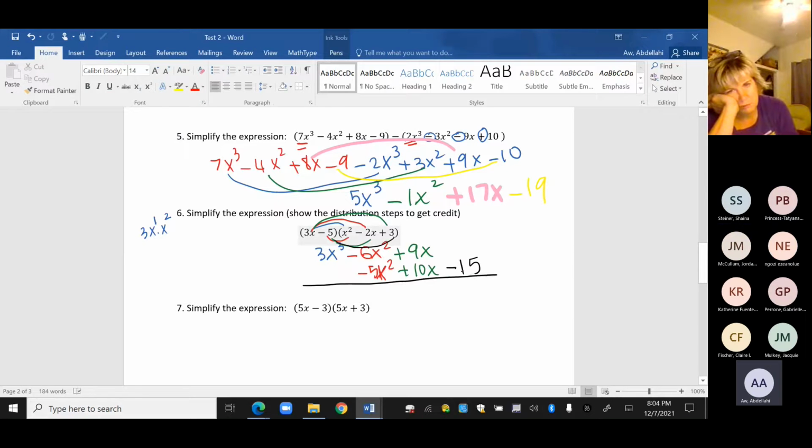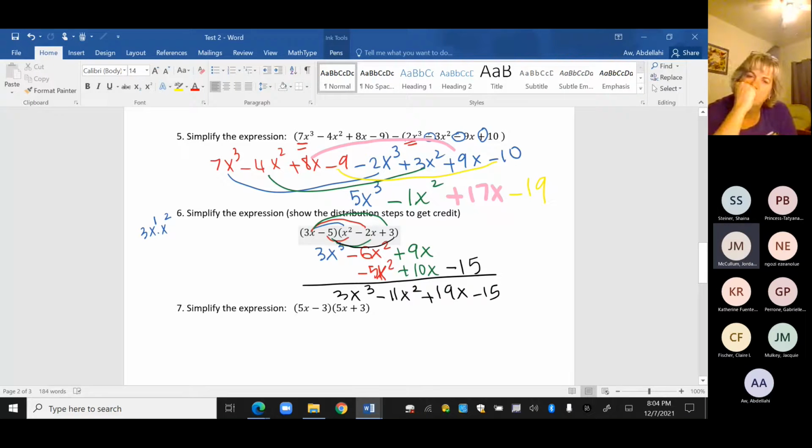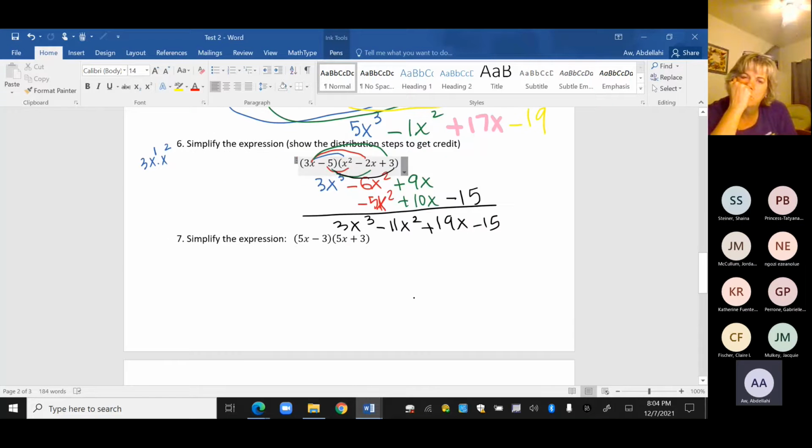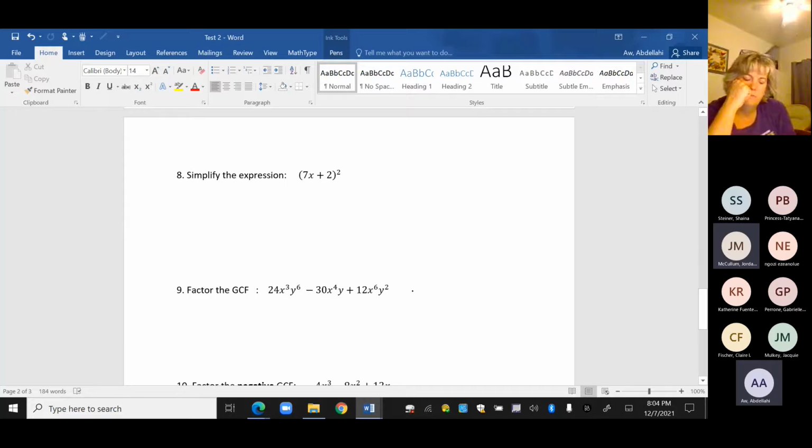We add them up, we get 3x cubed minus 11x squared plus 19x minus 15. All right? So again, these are straightforward things.